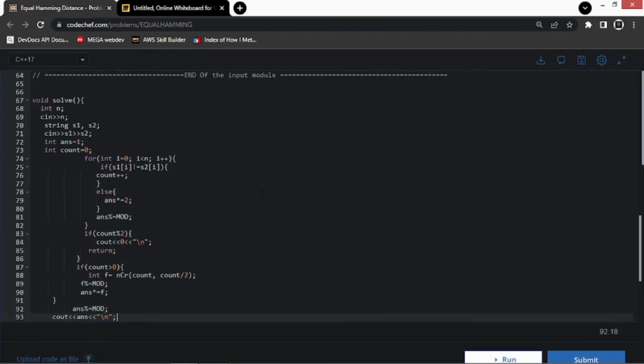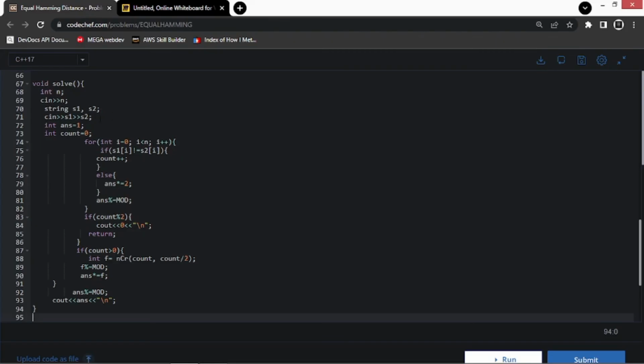Okay, let's check the code of the problem. I've taken two strings as input and I'll maintain an answer variable, set equal to 1, and a count that checks whether the strings are the same or different. If the characters at a particular index are different, then the counter increases, otherwise the answer is multiplied by 2. At the end, we check if counter mod 2 is equal to 1, that means if the count is odd, then we would never be able to make the Hamming distances equal, hence the answer would be 0 in that case.